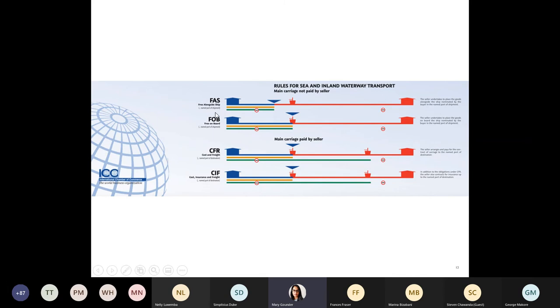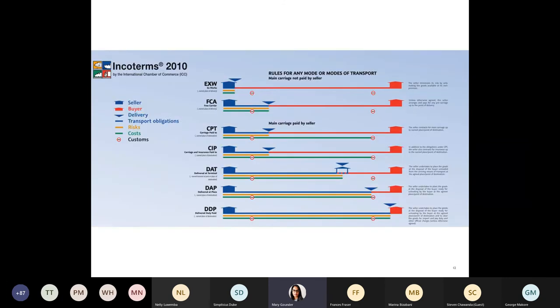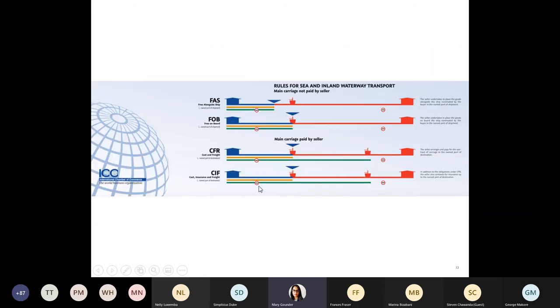So if you are using ships and you are not very experienced, you can use FAS or FOB. But if I'm not experienced, we can still use any of the other Incoterms. So we can still use Exworks, we can still use CPT, FCA. All of these can be used for any transport. But these are specifically only for sea and inland waterway.